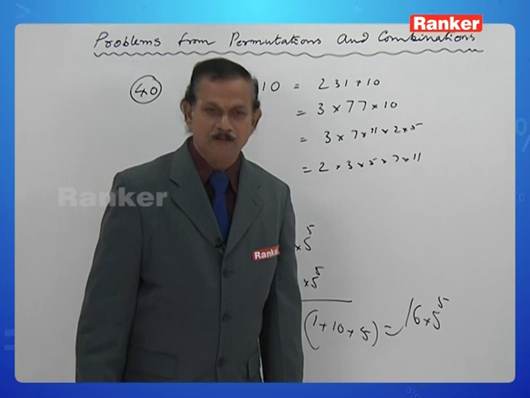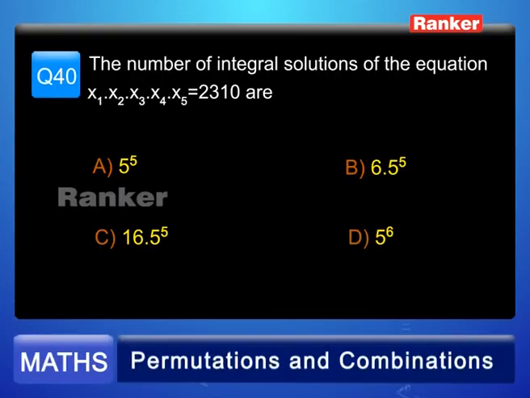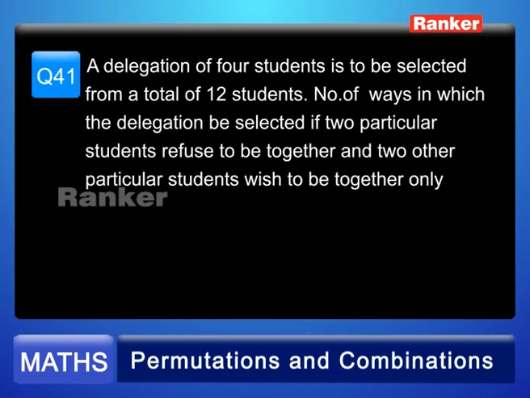Is the answer available? Of course it is available. In which option? The third option, that is option C, is the correct option. And the correct answer is 16 into 5 to the power of 5. That is option C. This is our turn to go through the next question.